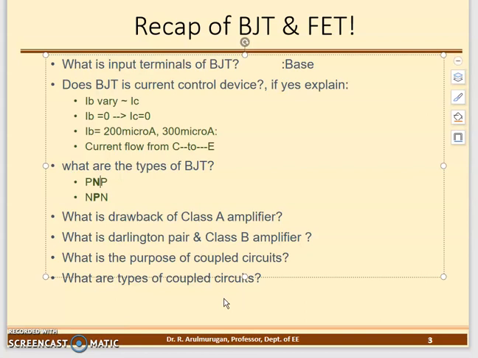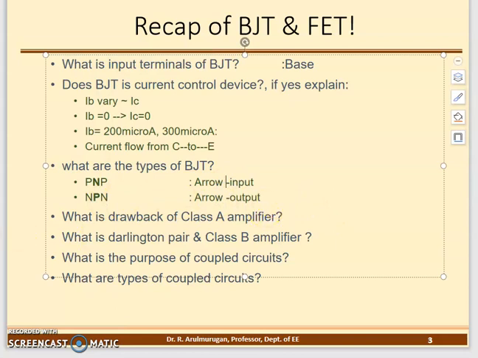So N means the arrow goes inward, the input direction, and P is the output. Easy to remember: N is input, so the inward arrow is the input arrow. And what about this one? This is the output arrow. This is the configuration I'm talking about: N for the input arrow, P for the output arrow.